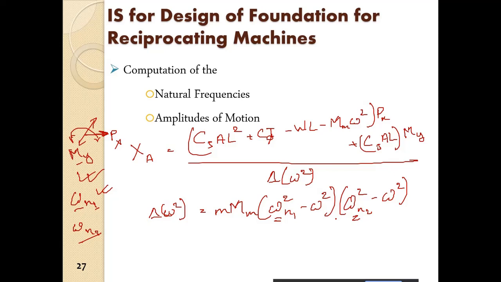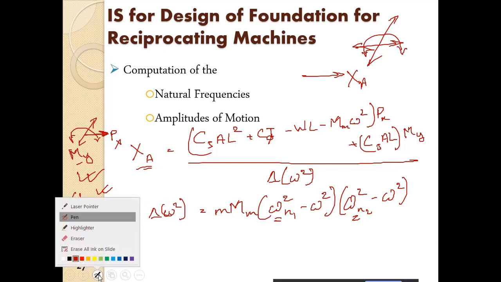Okay, so apart from that we have the phi a as well. So this is the displacement in the x direction, x a due to the coupled motion. Coupled means sliding in the x direction, coupled with rotation about the y axis. So this is the maximum amplitude.